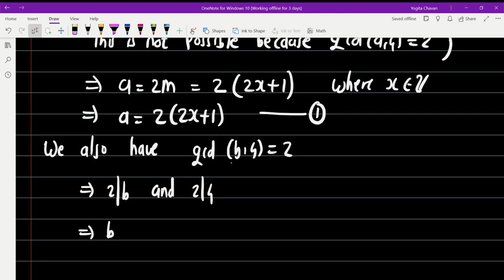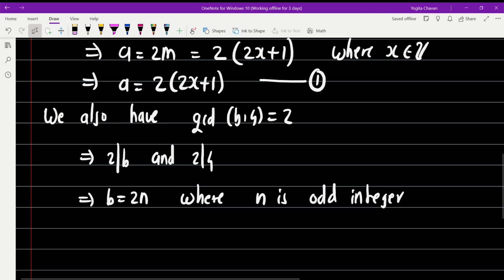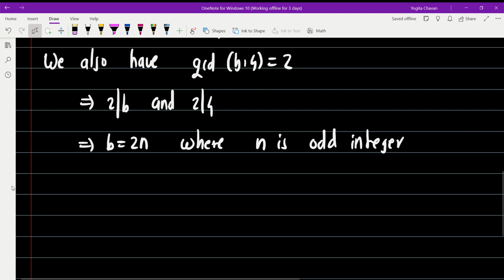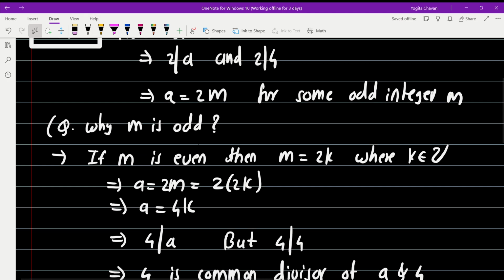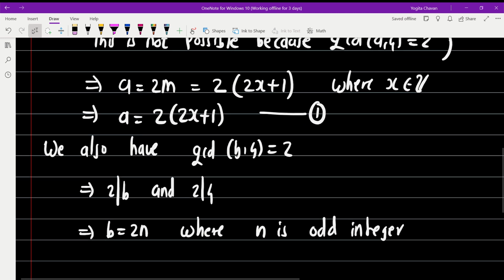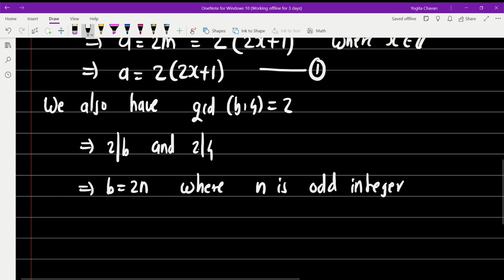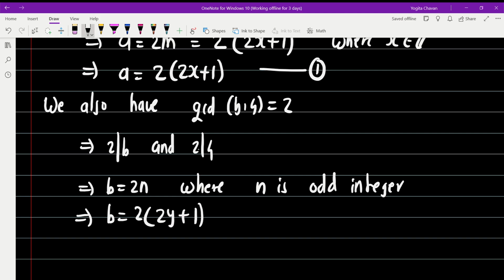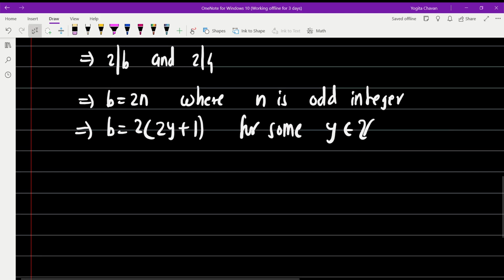So this implies 2 divides B and 2 divides 4. So this implies B is equal to 2 into n, where n is an odd integer. Now why is n odd? Same argument as for m. Why is m odd? We have already proved that. Similarly, n has to be an odd integer. This implies B is equal to 2 into, now n is odd, so n is equal to 2y plus 1 for some y belongs to Z. y कोई तो integer रहेगा. Suppose B is equal to 2 into 2y plus 1. Suppose this is number 2.